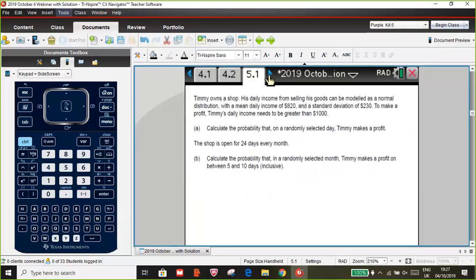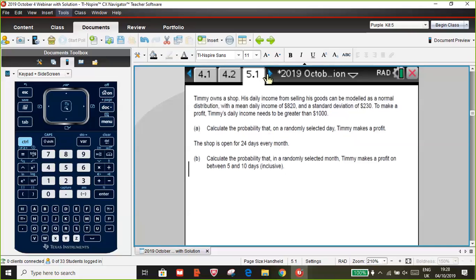Let's do a little change here. Timmy owns a shop. The daily income is a normal distribution with a mean of 820 and a standard deviation of $230. To make a profit, Timmy's income needs to be greater than 1,000. A. Calculate the probability that on a randomly selected day, Timmy makes a profit. This is usually a very simple opening question. And how do we do this? We use the calculator.